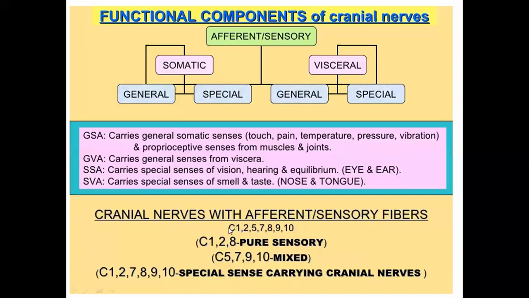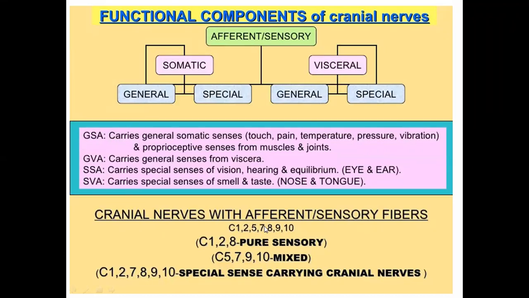They are cranial nerve 1, the olfactory nerve, which carries smell sensation. That means it has a special visceral afferent component. Optic nerve, which takes vision, second cranial nerve, has a special somatic afferent component. Fifth one, trigeminal nerve, usually takes different sensations, general sensation, sometimes special sensations also.